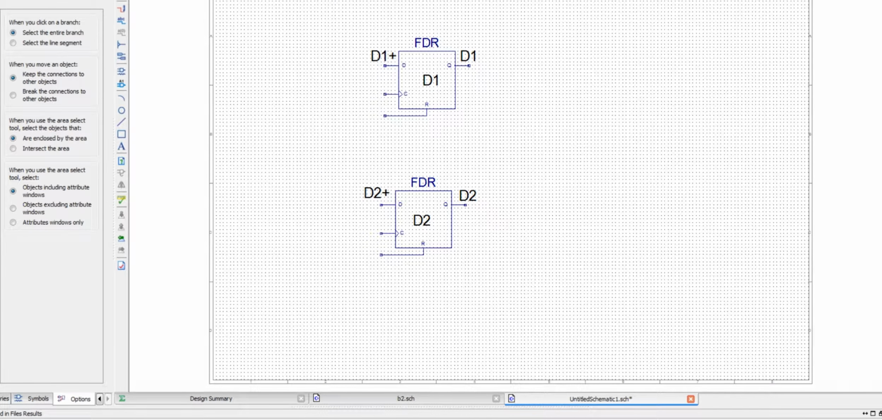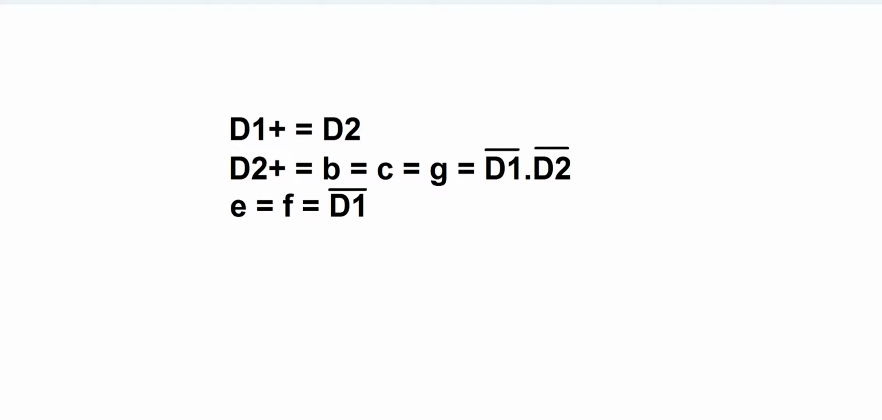As you can see, D1 plus and D2 plus are on the left side of the flip-flop, the input side, and D1 and D2 are on the right side, or output side, of the flip-flops. What is at the left side is the next state. The outputs represent the current state, and the inputs of the flip-flops represent the next state of the flip-flop.